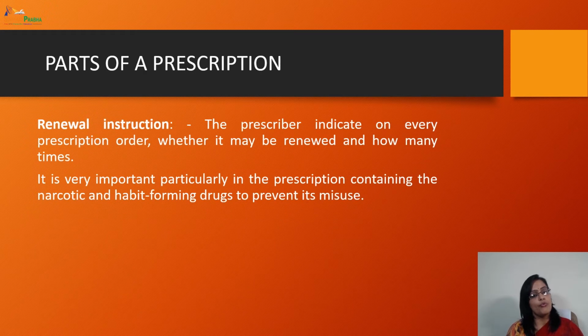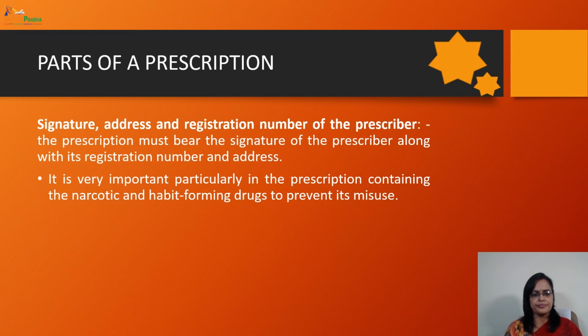Now, renewal instructions. The prescriber, the registered medical practitioner, indicates on every prescription order whether it may be renewed or not, and if it has to be renewed, when it has to be renewed. So that date is also mentioned on the prescription. Then the signature, address and registration number of the prescriber.